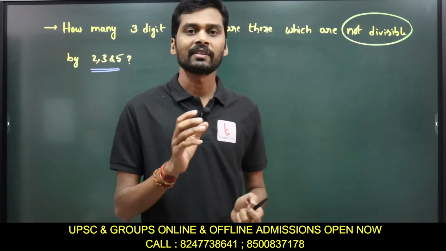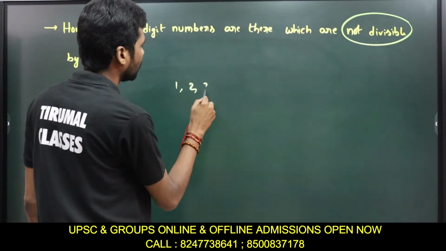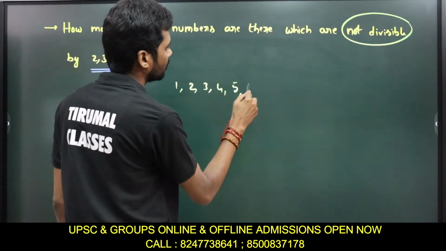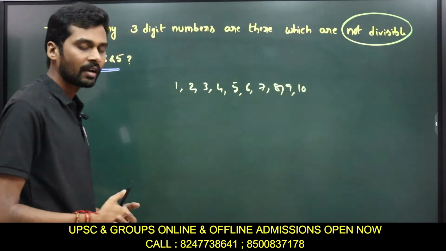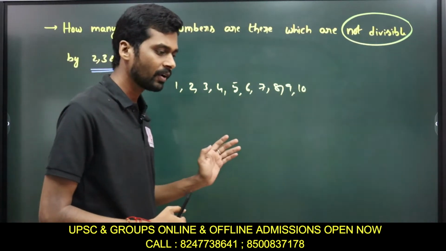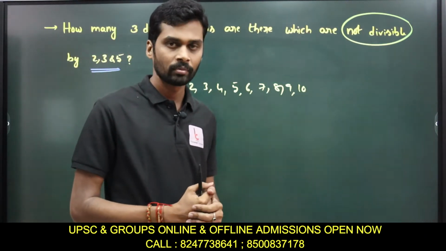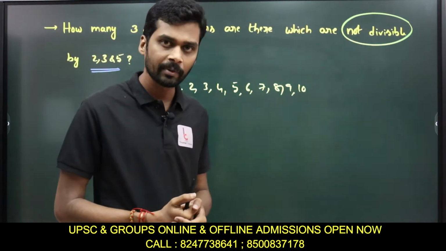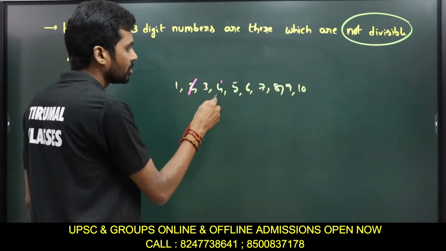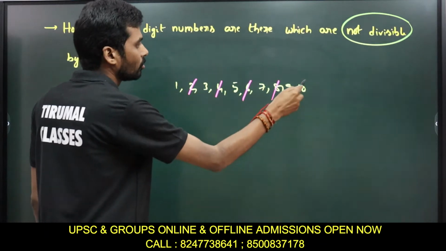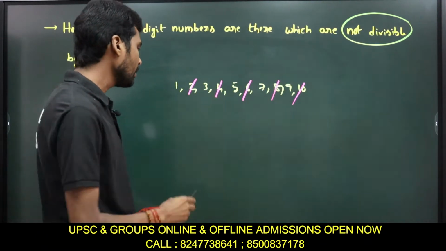For such kinds of questions, for example, if I give you some numbers like 1, 2, 3, 4, 5, 6, 7, 8, 9, 10, we have 10 numbers here. If I ask you from 1 to 10, how many numbers are not divisible by 2, how do you find that out? First you take the numbers which are divisible by 2, which are 2, 4, 6, 8, 10. So from all the numbers, how many numbers do we have?